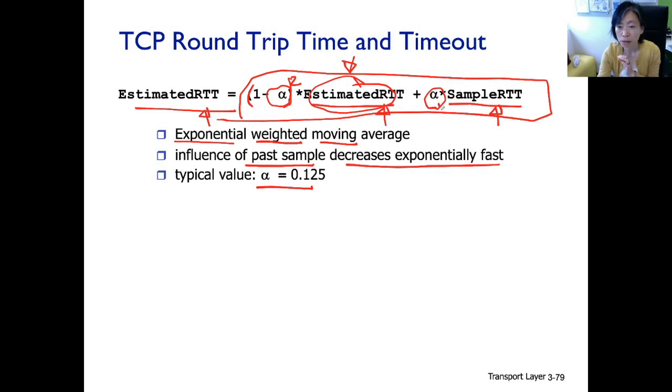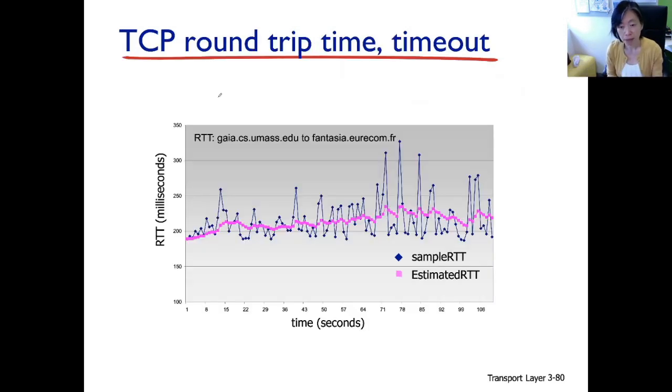That is because we don't want to weigh too much on the instantaneous RTT, because otherwise it will be what? Also fluctuating, okay? Not exactly smooth. And here shows the instantaneous RTT and the estimated RTT, the smoothed estimation, how they look relatively. And this is actually an actual measurement between UMass and Eurecom again.